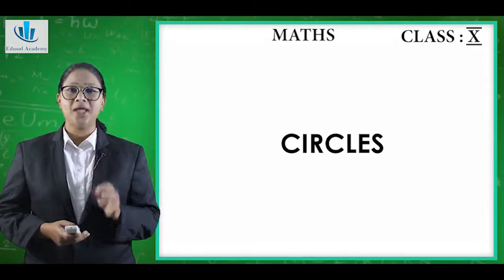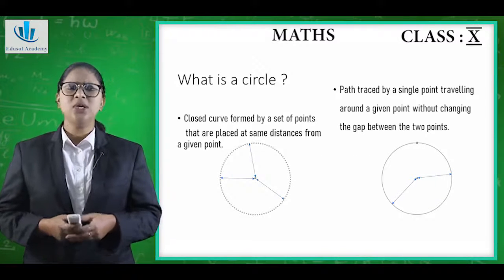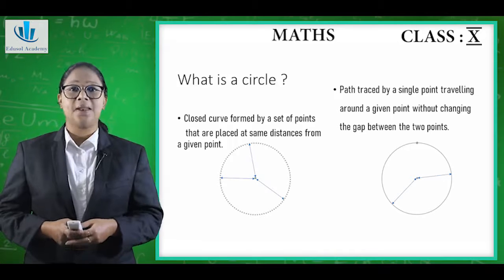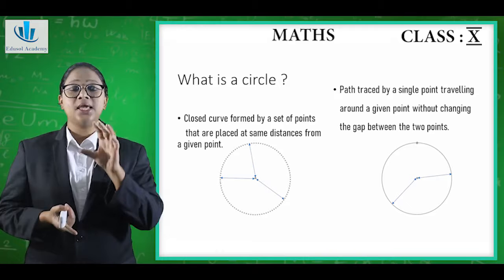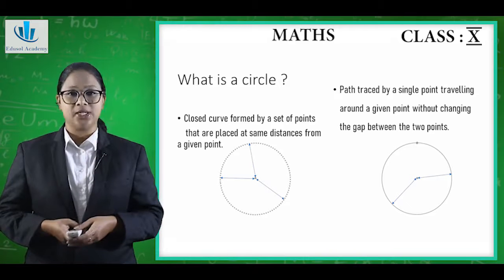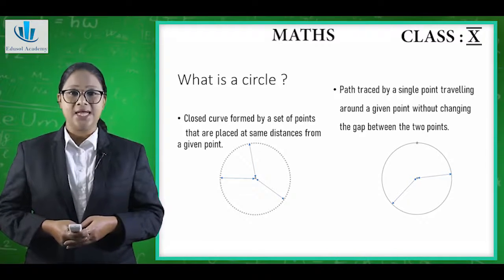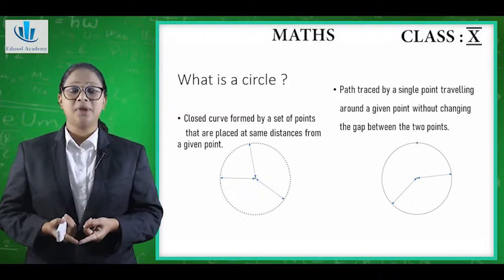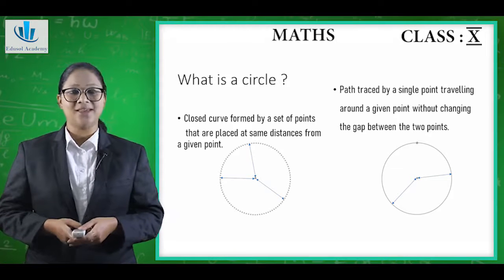Before moving to the main topic, let's recollect what a circle is. What is a circle? In two possible definitions, a circle can be defined as a collection of points that are equally spaced from a middle point. I'll repeat. A circle can be defined as a collection or set of points that are placed equally from a middle point. I hope that's clear.